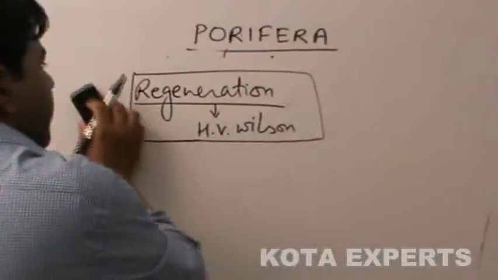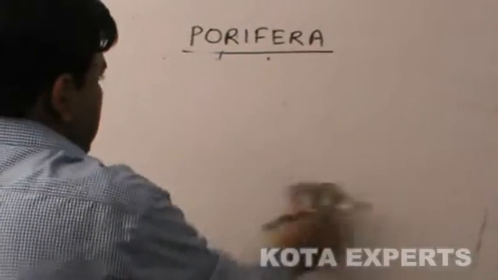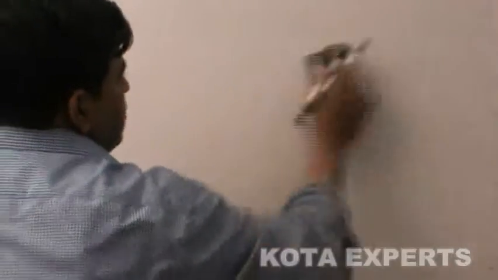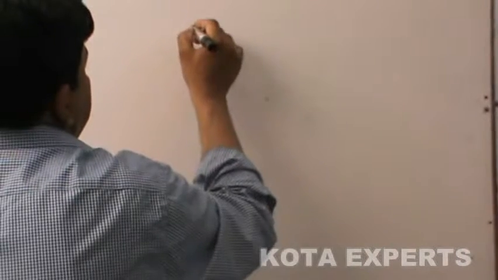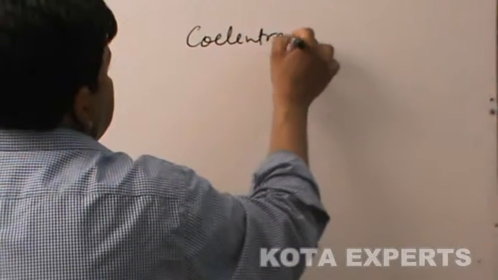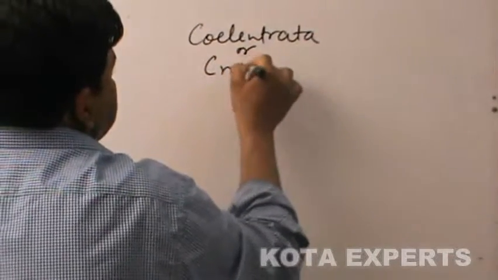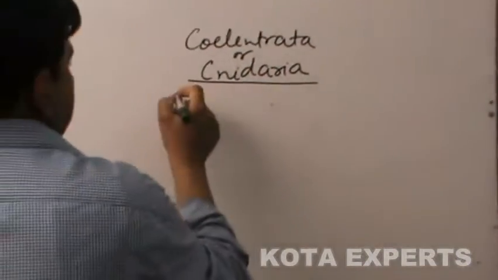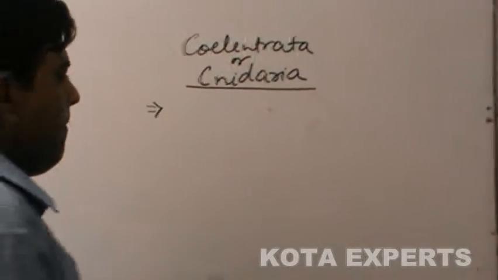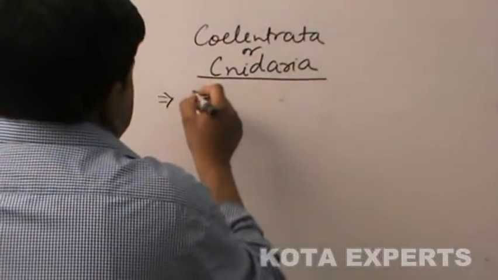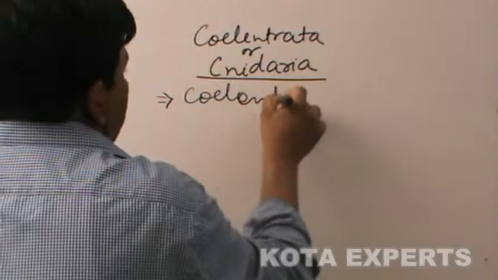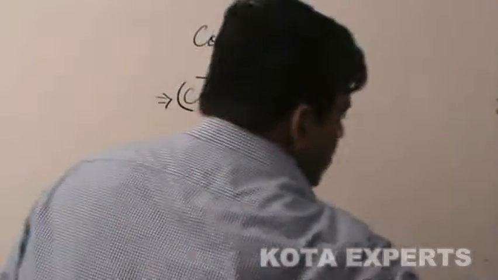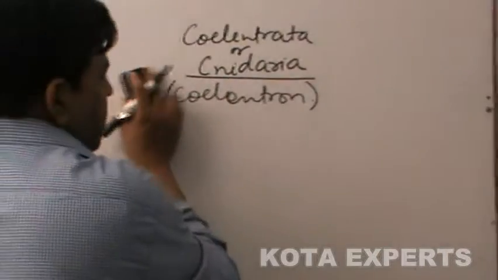Now, the next group of organisms, which is slightly more advanced than poriferans, are coelenterates, or the phylum Coelenterata or Cnidaria. A characteristic body cavity is found in the Coelenterata, that is known as coelenteron. The body cavity is known as coelenteron. That is why these are known as Coelenterata or Cnidaria.